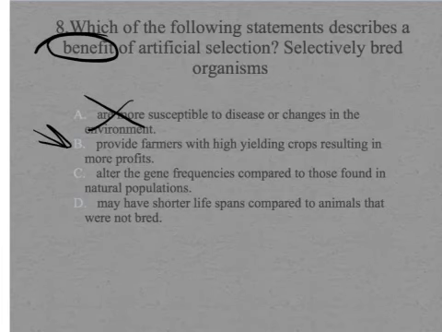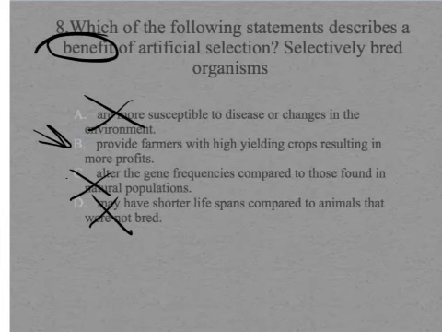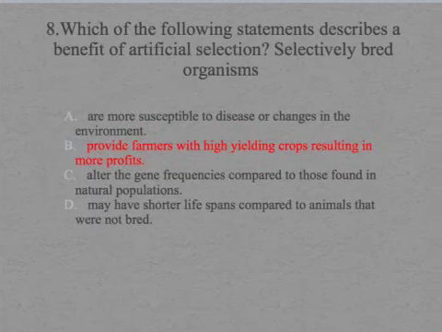May have a shorter lifespan compared. That's not a benefit. So if I were to choose between B and C, B is more definitely a benefit, so that would be my correct answer. So a benefit of artificial selection is providing farmers with high-yielding crops resulting in more profit. Again, which of the following statements describes a benefit of artificial selection? Selectively bred organisms provide farmers with high-yielding crops resulting in more profit.